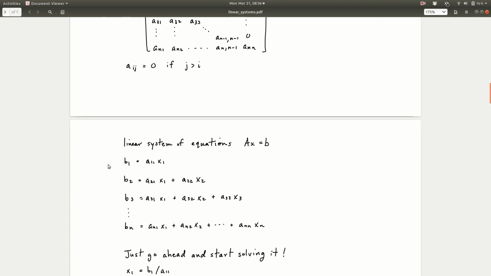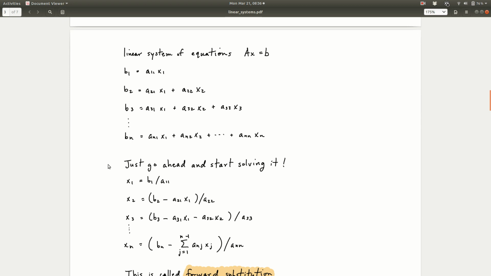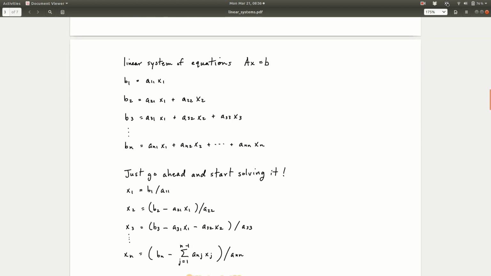So this may look a little bit daunting, but the strategy here is to just go ahead, start at the top, and try solving it. The first one's easy. This looks just like the diagonal case. So we're going to have x1 equals b1 divided by a11. So that's here. Now let's look at the second one. If we just rearrange things in terms of x2, we get this: b2 minus a21 x1, the whole thing divided by a22. I'm just doing the algebra to rewrite this.